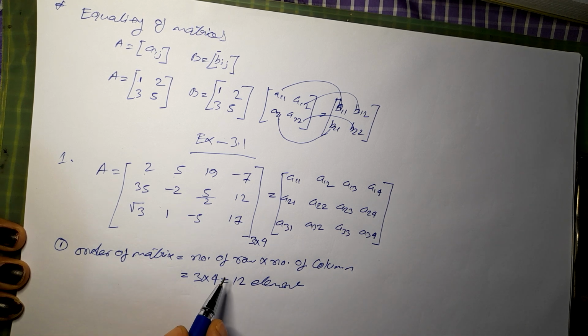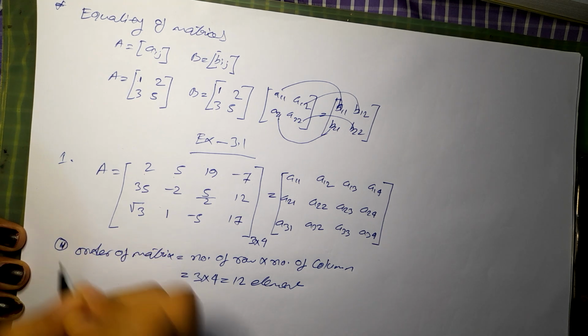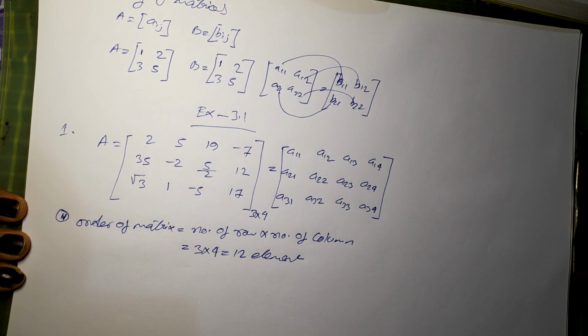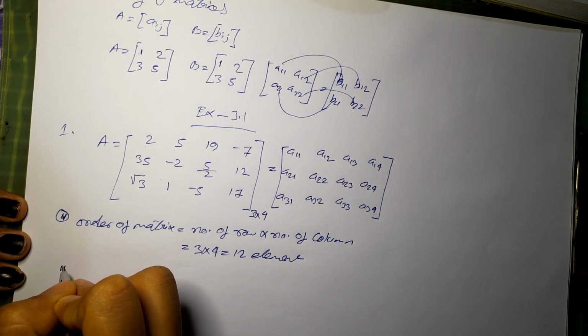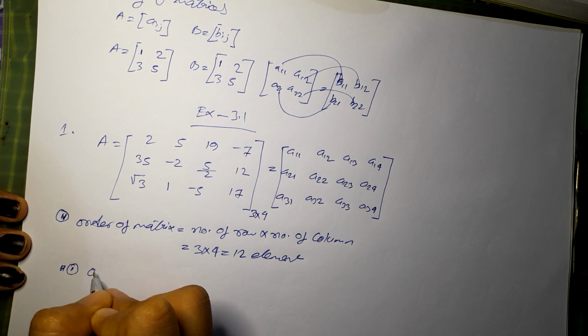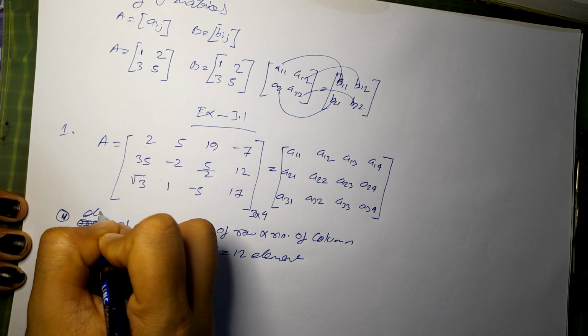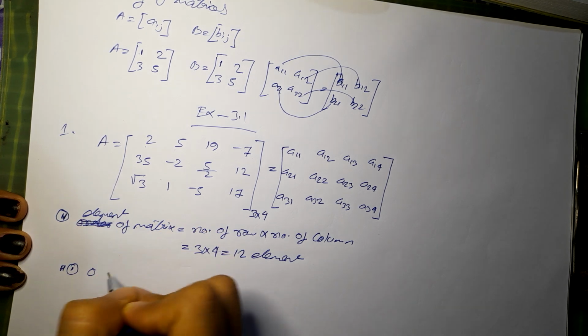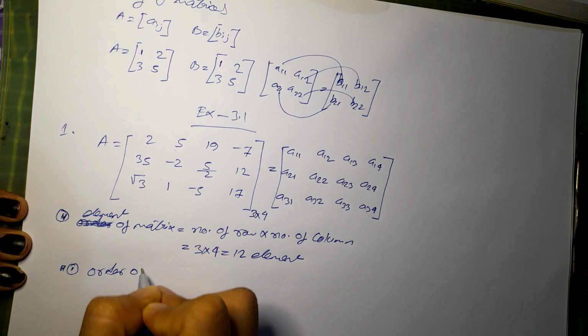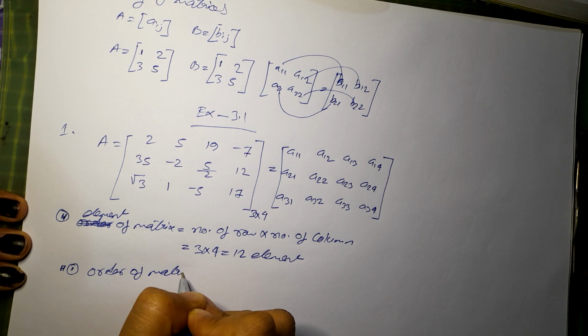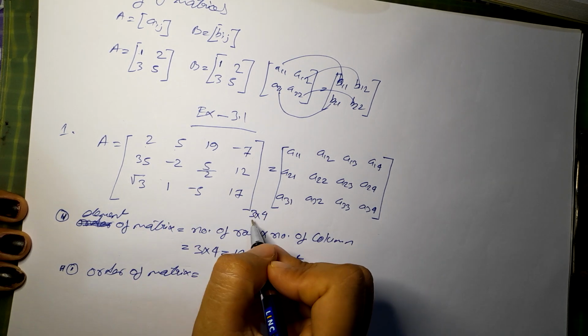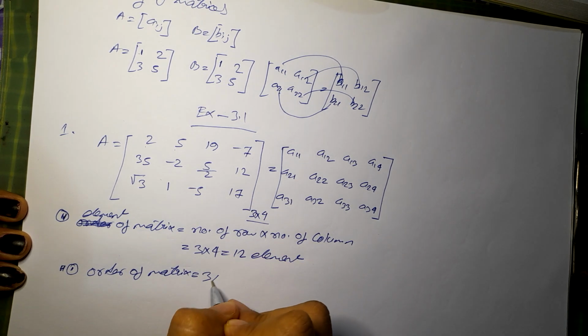Second, this is Roman number 2. Roman number 1 is the order of the matrix. Roman number 2 is the element of the matrix. So this is the order of the matrix, 3 cross 4.